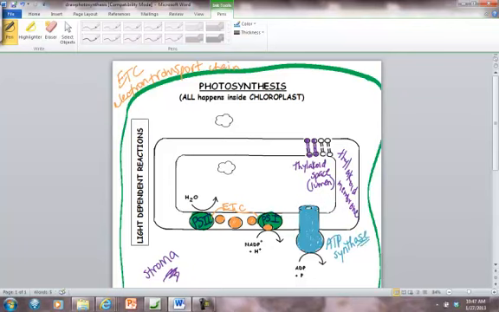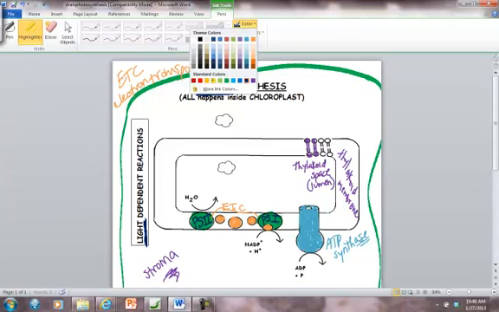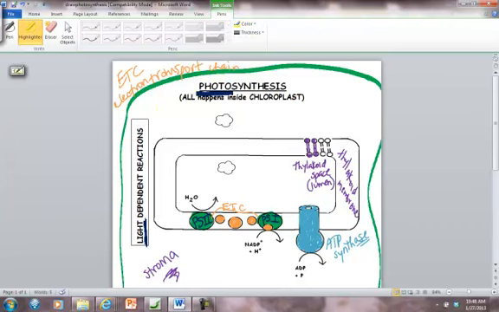Okay, so this is our setup for doing what we call the light-dependent reaction. Remember, light is the photo part of photosynthesis. We're catching the light energy using those pigment molecules. So we're going to start our process by zapping our chlorophyll.